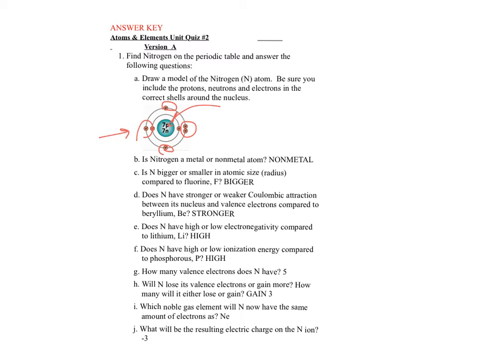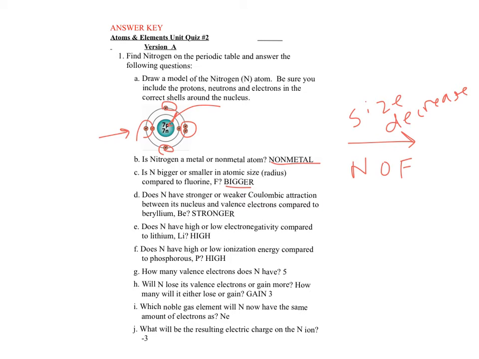Now 1B asked, is nitrogen a metal or a nonmetal? Nitrogen is on that right-hand side of the staircase, so he's in the nonmetal part of the periodic table. In 1C, it asked if nitrogen was bigger or smaller in size compared to fluorine. Because nitrogen comes before fluorine as you go from left to right on the periodic table, nitrogen is actually going to be bigger than fluorine. Remember, size decreases as you go across from left to right. So it gets smaller as you go to the right, and nitrogen is going to be bigger than fluorine.